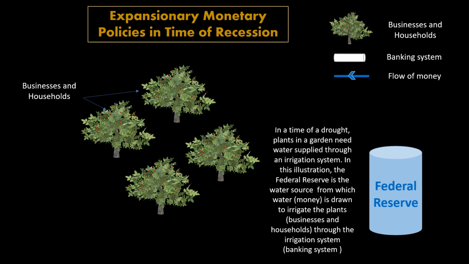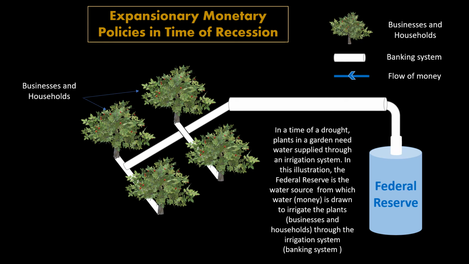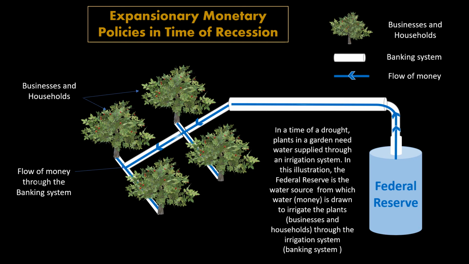So here we can see the Federal Reserve, which is the water source, from which water is drawn to irrigate the plants.